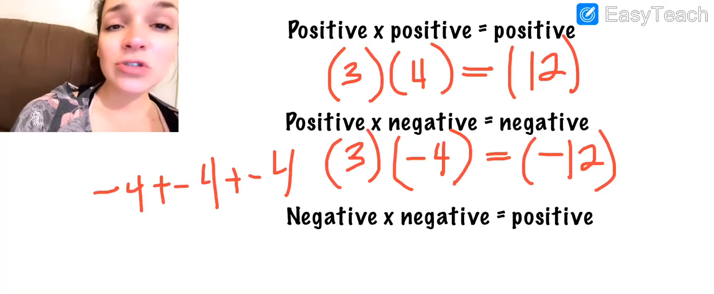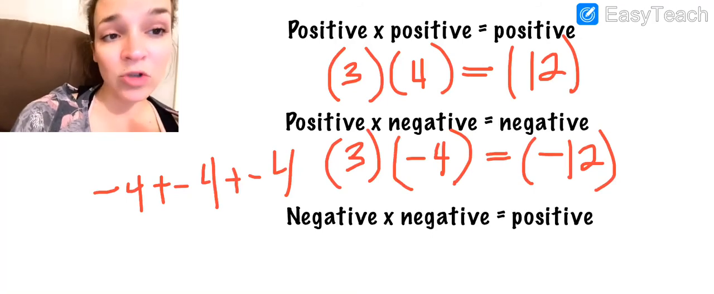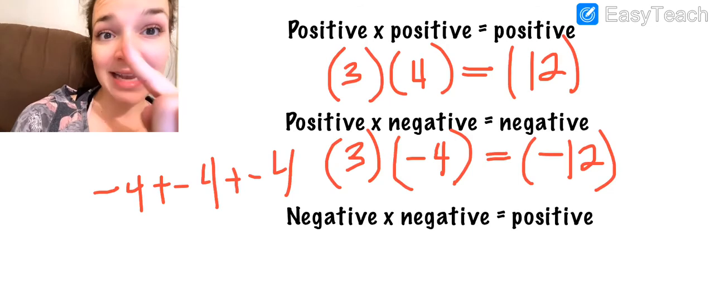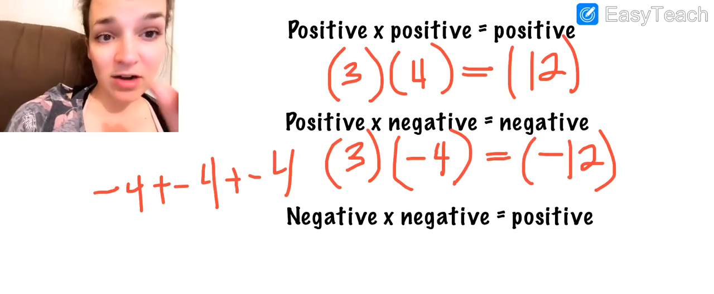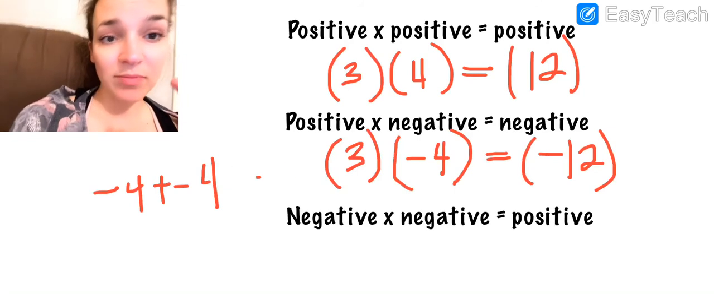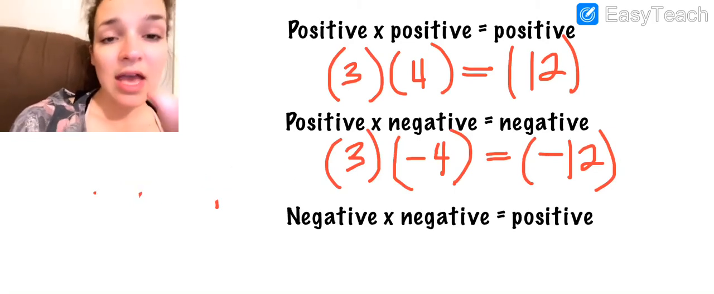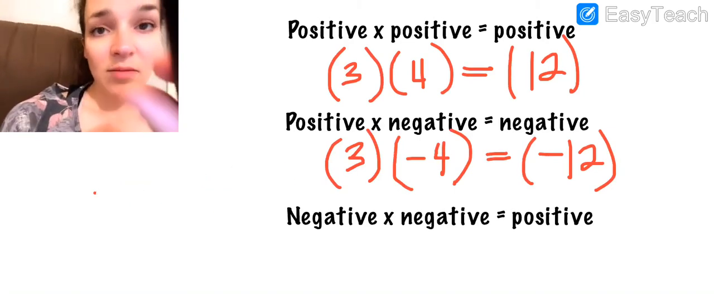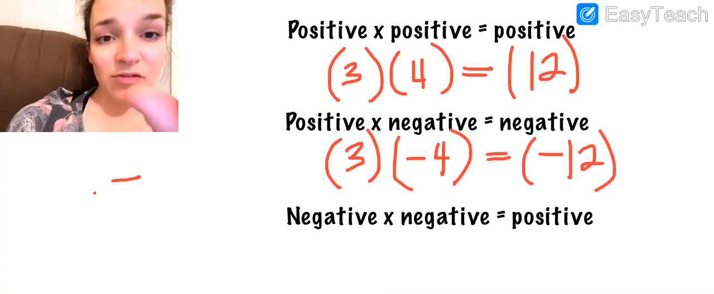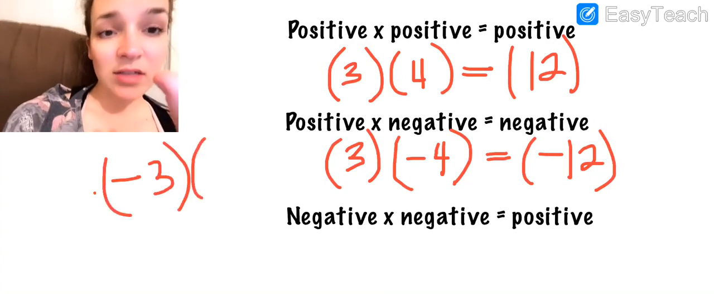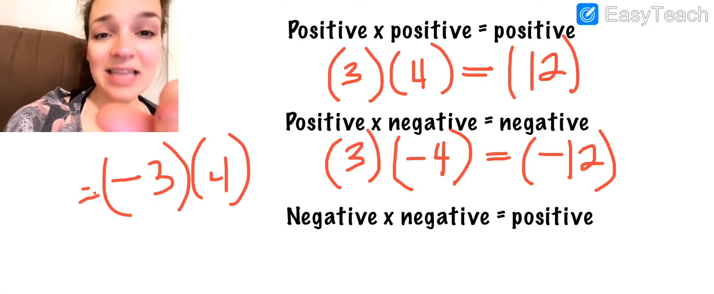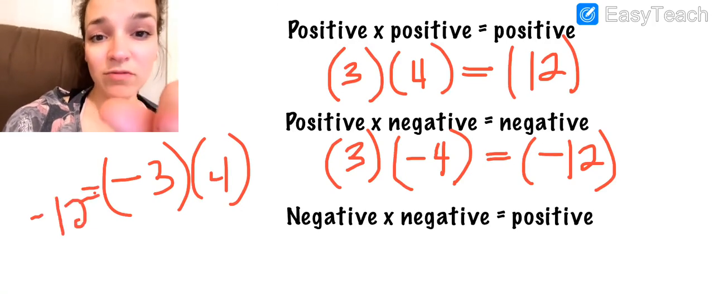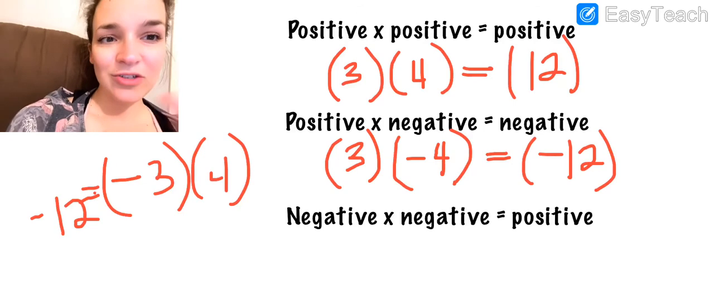That's going to be true anytime you multiply a positive by a negative or a negative by a positive. The order does not matter here, okay? So I could flip-flop this around if I wanted to, and I could instead make it negative 3 times positive 4. That would end up giving me the exact same thing, negative 12. Okay, so just keep that in mind.